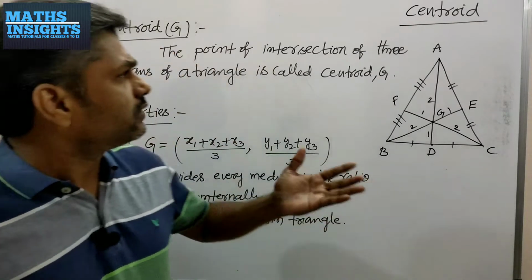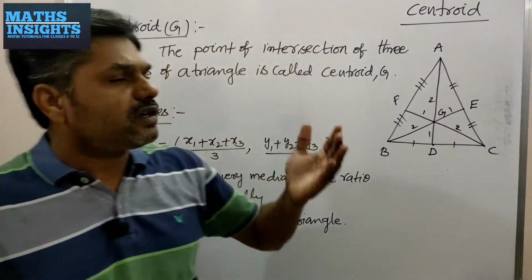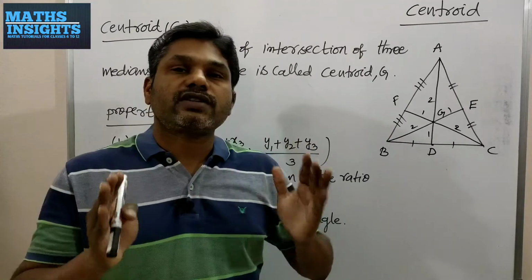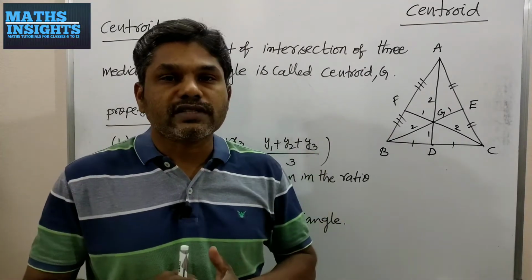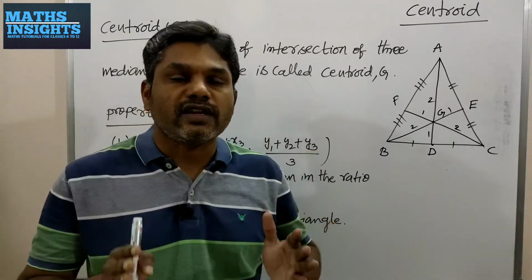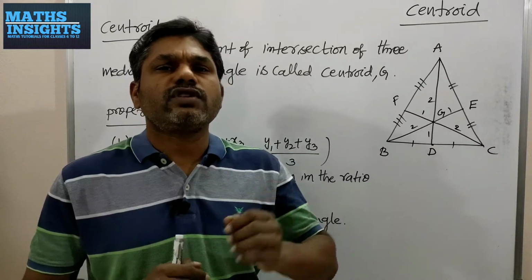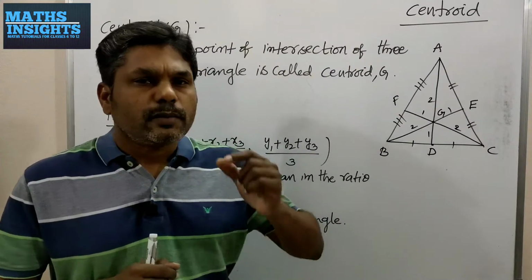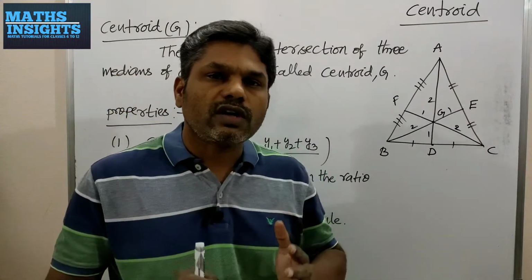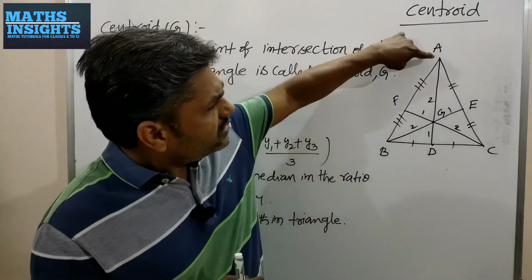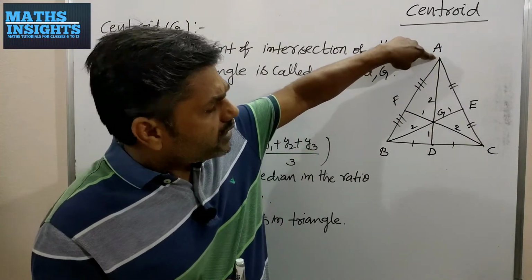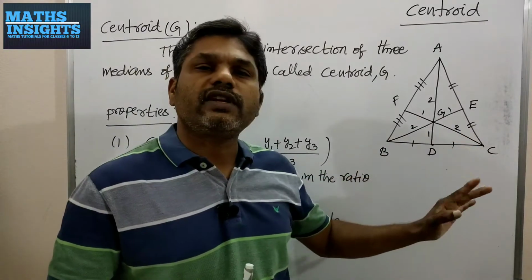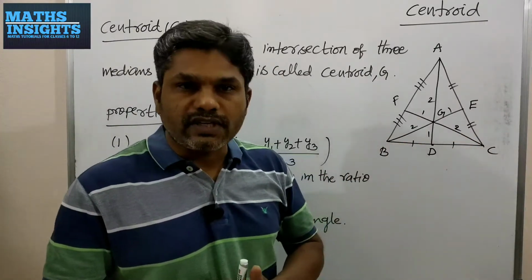Coming to the first one, centroid. The point of intersection of all medians in a triangle is called the centroid. The question arises again: what is meant by median? A median is a line or line segment joining a vertex to the midpoint of the opposite side in a triangle.